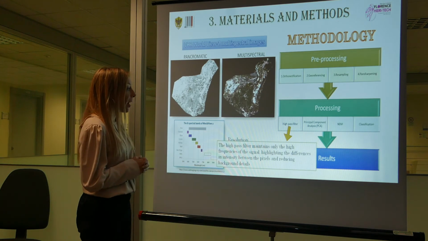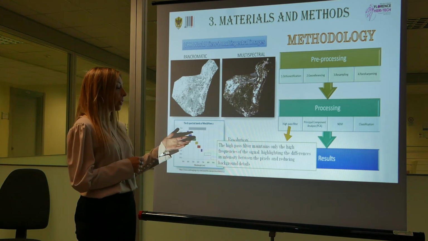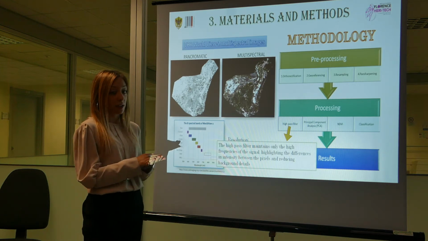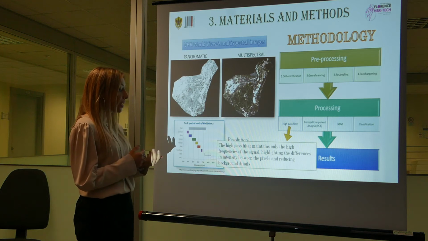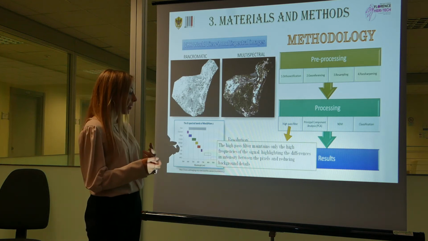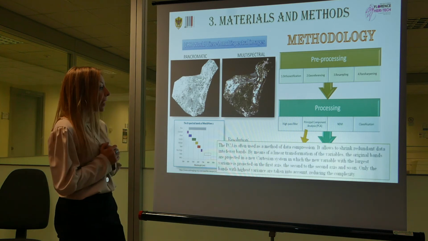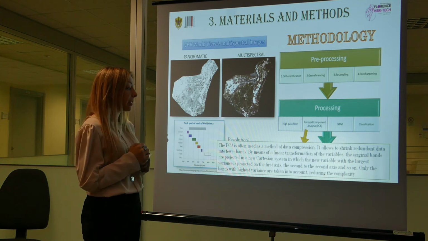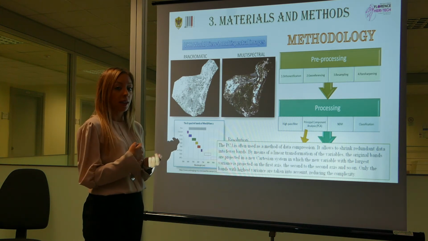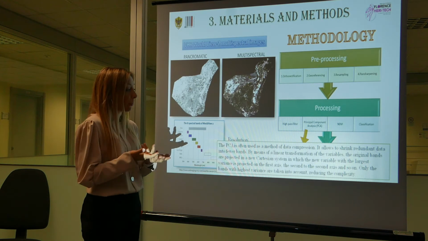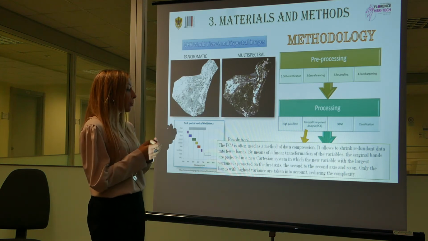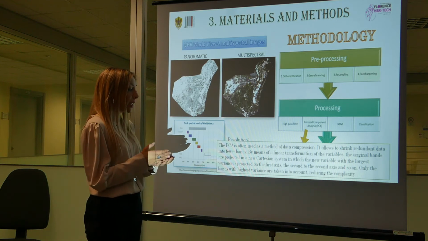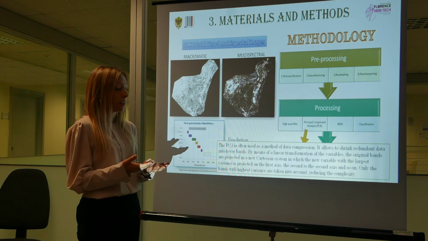The first one is the high-pass filter, which is a filter which maintains only the high frequencies of the signal, so it highlights the differences in intensity between the pixels and the background. Then we applied the principal component analysis, the PCA, which is often used as a data compression method, and we took only the bands with the highest variance, in order to reduce the complexity of the work.